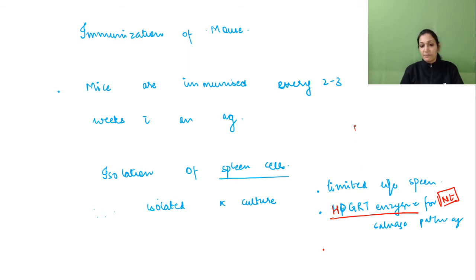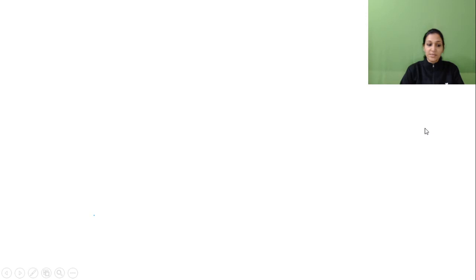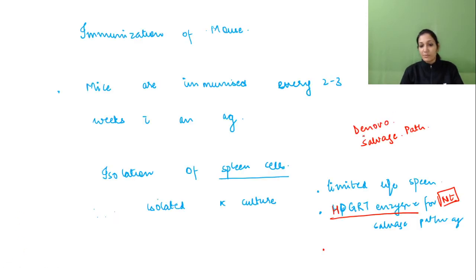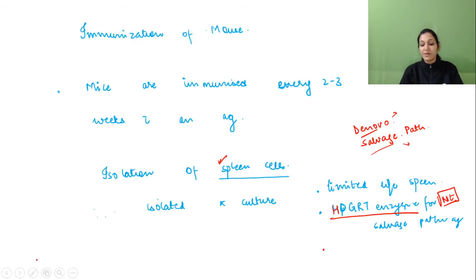Because there are two pathways for nucleotide production, that is the de novo pathway and the salvage pathway. The de novo pathway would need everything from the starting, and the salvage pathway is going to use the raw material already present in the cell. So the de novo pathway would not be applicable in the spleen cell. The salvage pathway will be applicable and they'll be surviving.